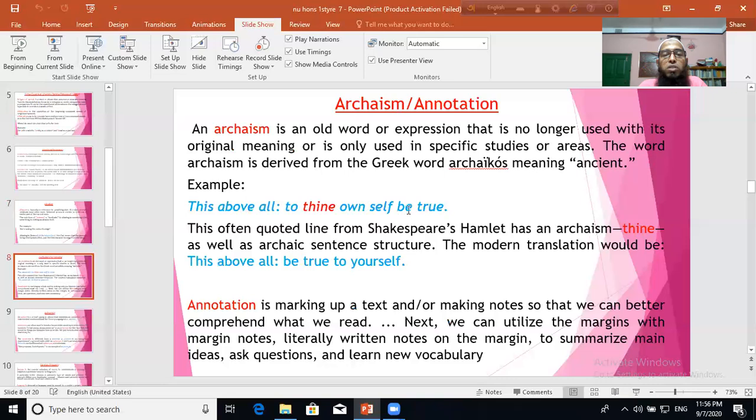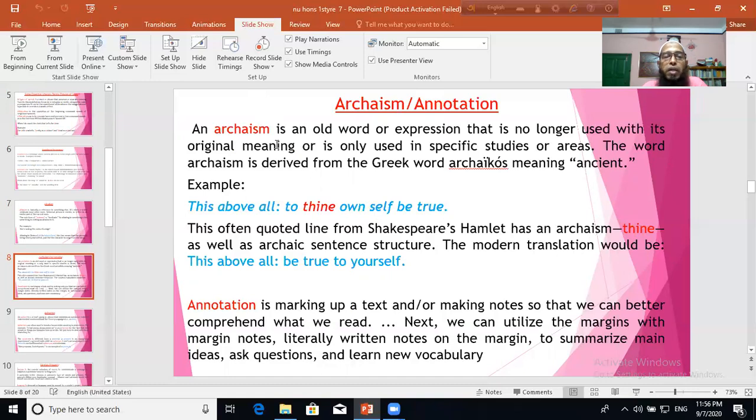To thine own self be true. The modern translation would be: this above all, be true to yourself. So here thine means your, to thine own self be true. So thine is an example of an archaic word.